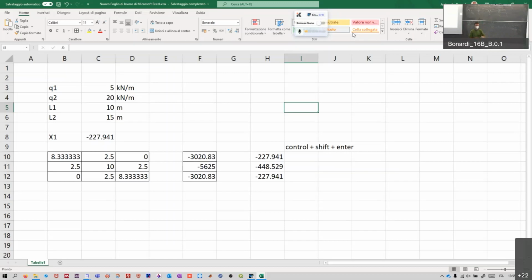Oh, I know that you know. Okay, great. Why are you shy? Yeah, the bending moment in this node has to be equal to X1 that we had computed before. Okay? Then we can go on.